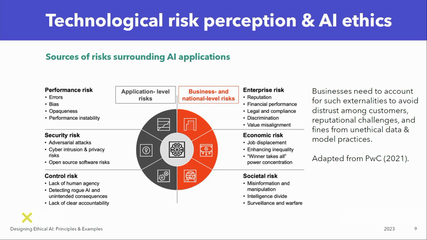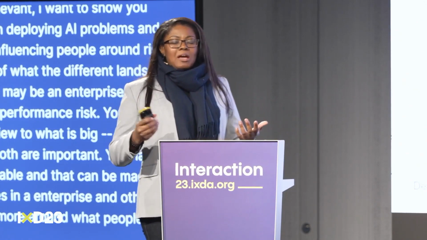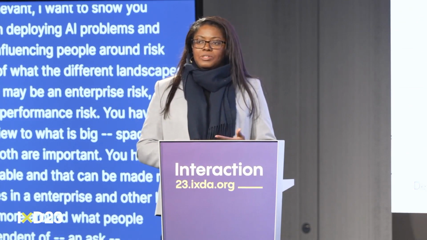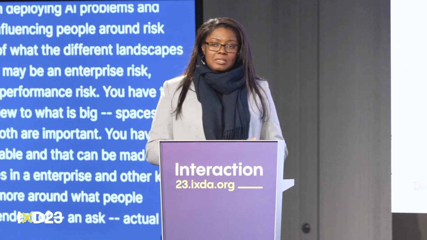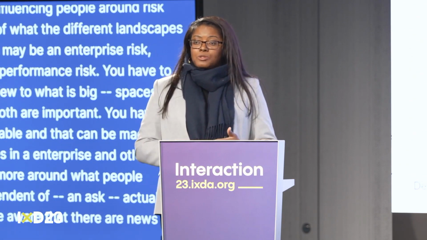On one hand, you have risks that are measurable, that are quantifiable, and that can be made more efficient within a set of processes in an enterprise. Other kinds of risks are more, let's say, soft. They're more around what people perceive is a risk, which is independent of a technically measurable risk or an actual risk that exists in an application or not. In many cases, you may have become aware that there is news around AI applications about mismanagement of data, misuse of data, or wrong information being provided to people.